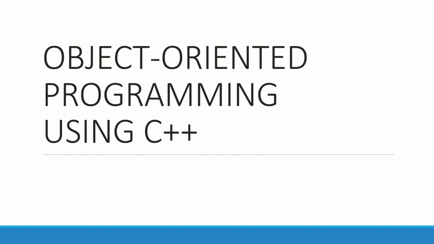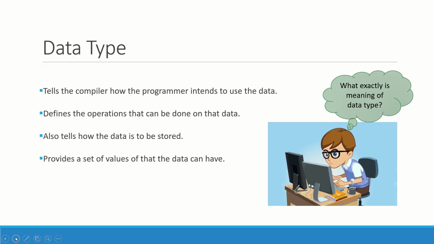Hello guys, welcome to the fourth video in the series on object-oriented programming using C++, and in this video we'll be talking about data types and variables. So what is a data type?